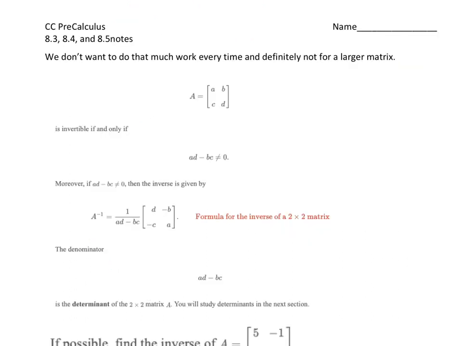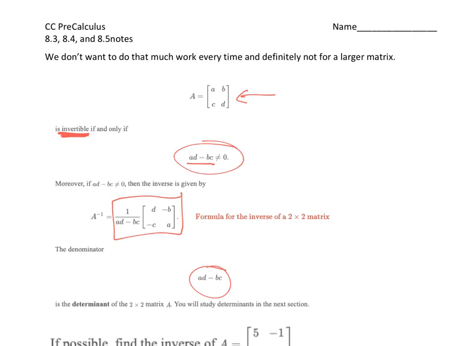So that was kind of a lot of work. So we don't always want to do that much work every time, and especially if A is like a 3 by 3 matrix, we definitely don't want to do that much work. So let's look at this. We've got matrix A, which is elements A, B, C, D, and they're telling us it's invertible, so that means it has an inverse if and only if A times D minus B times C does not equal 0. And if that's the case, then I've got this nice, kind of complicated but not too bad formula to find the inverse of a 2 by 2 matrix.